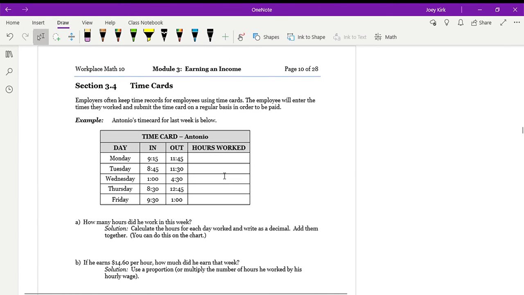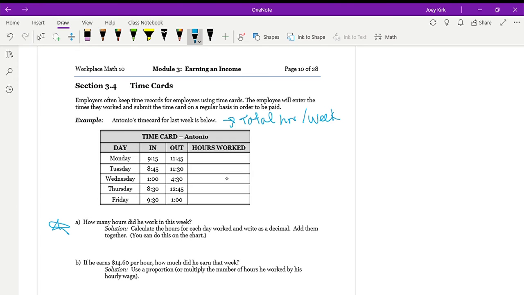So time cards. Employers sometimes use time cards to keep track of when employees are working, and you either keep track of your hours and write them down as you go, and then you submit them to be paid. Okay, so you have to make sure you keep track of your hours. So if this is Antonio's time card, we need to know what his total hours for the week are. Okay, so total hours for the week. Now, that's what they want to know in A. They want to know total hours for the week.